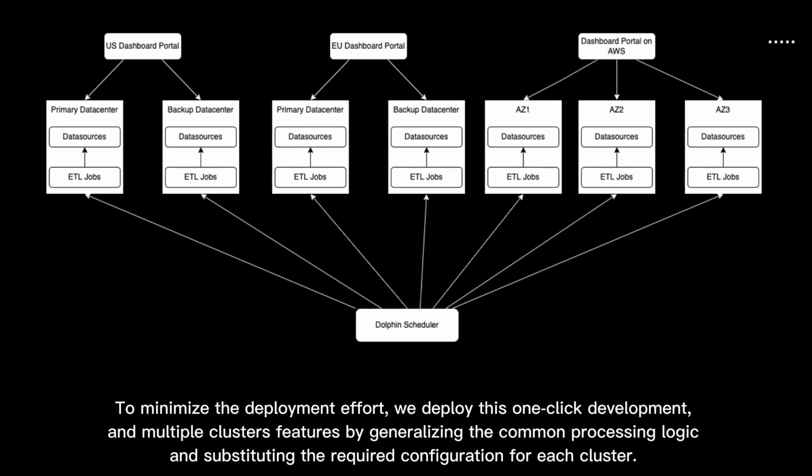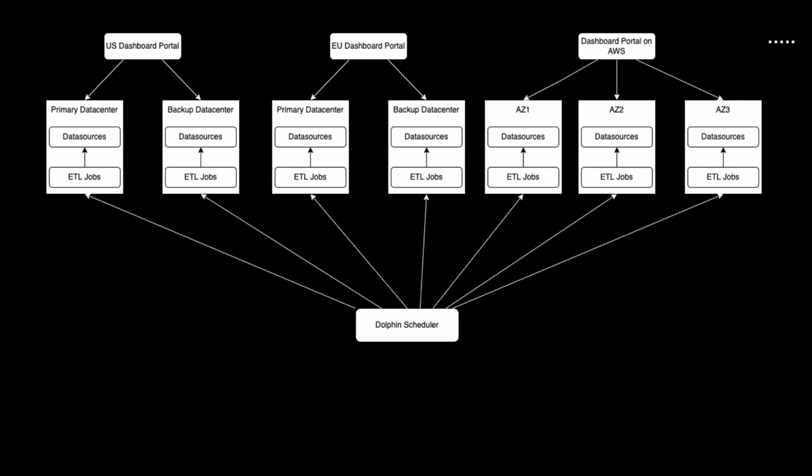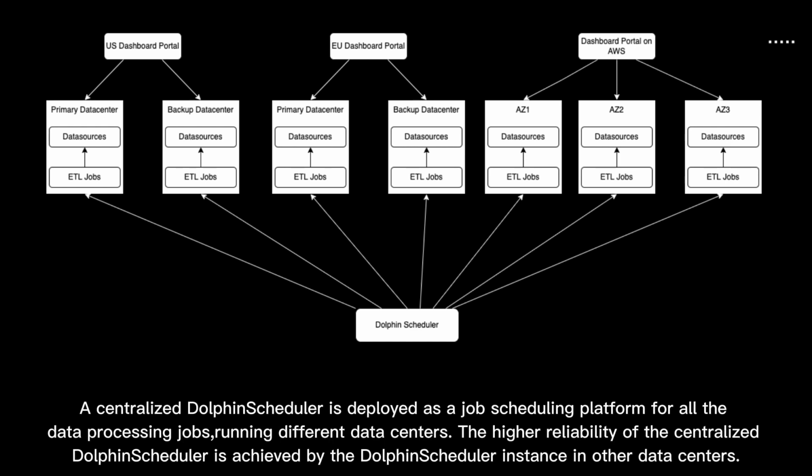To minimize the deployment effort, we developed this one-click deployment to multiple clusters feature by generalizing the common processing logic and substituting the required configuration for each cluster. A centralized DolphinScheduler is deployed as a job scheduling platform for all the data processing jobs running in different data centers. The higher reliability of the centralized DolphinScheduler is achieved by the DolphinScheduler instances in other data centers.